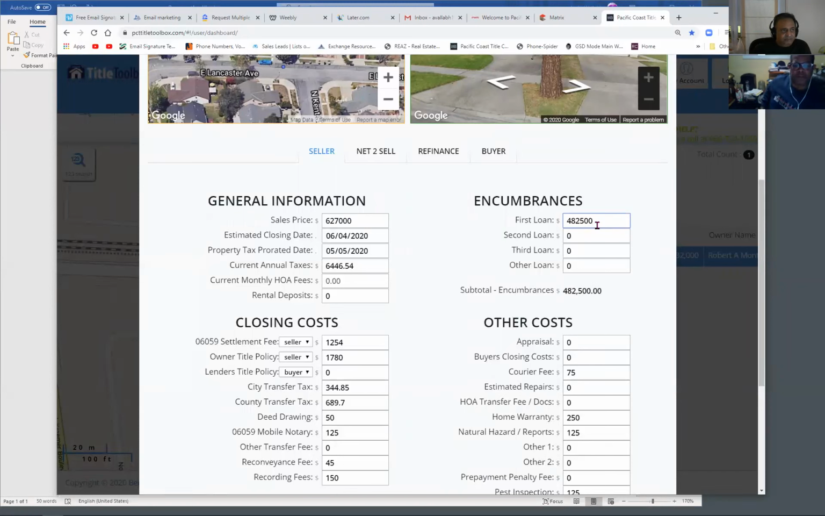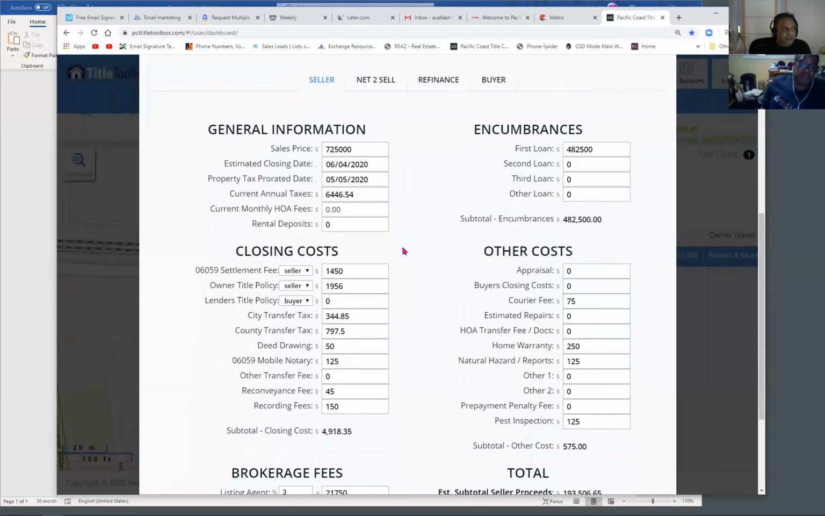482,500. I didn't know you put that in there. Yeah, you can put it in here. This is where you can do all your things. The property was going to sell for 725. You can play around with all these things. You made it. You did wonderful. You can play around with this. Right. So all the closing costs are sitting here.